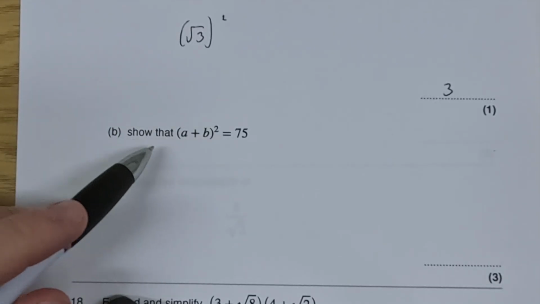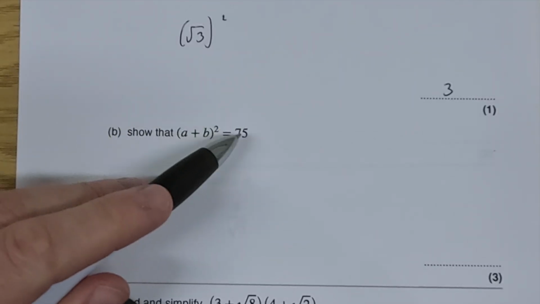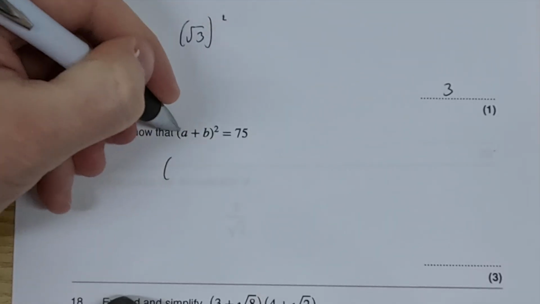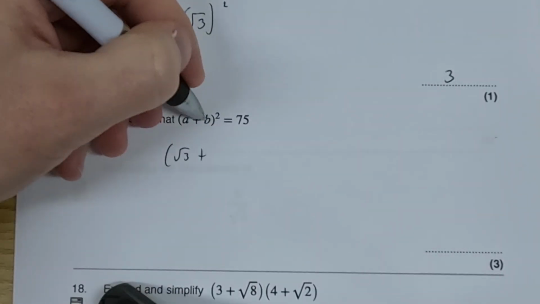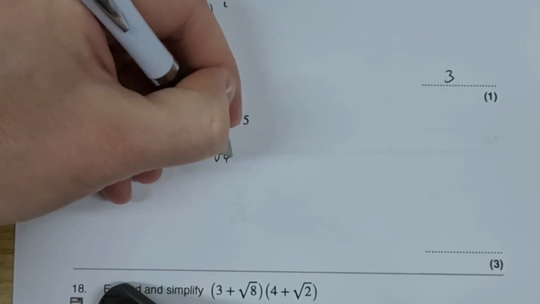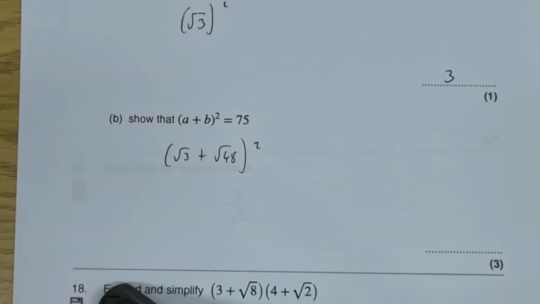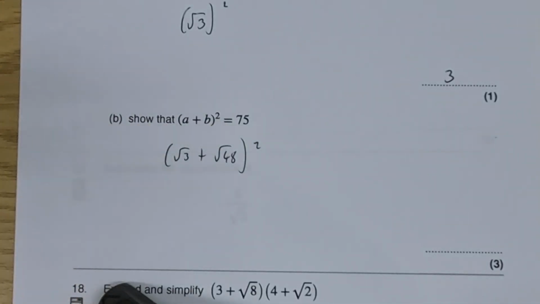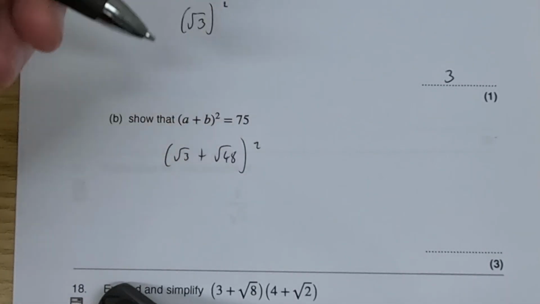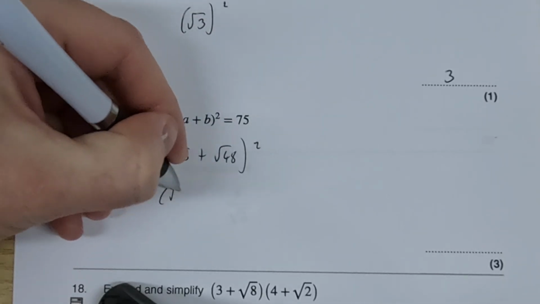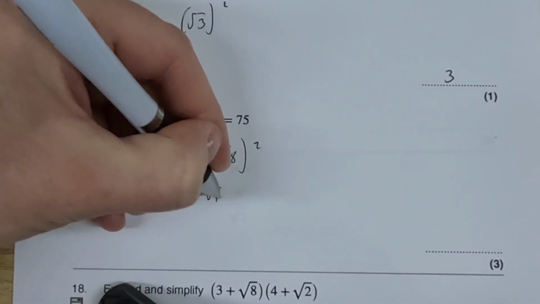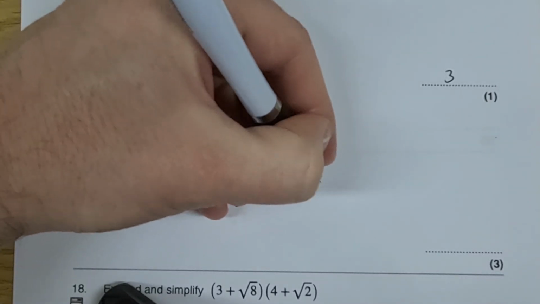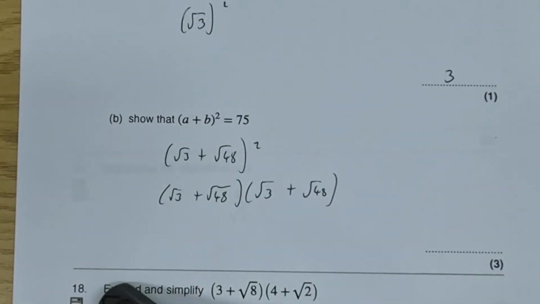And then part B says, show that a plus b, all squared, is equal to 75. Okay, so let's substitute in our values. So we have a, that's root 3, and then plus b, which is root 48, and then close bracket squared. And we've been asked to show that that's equal to 75. So let's work this out and see, do we get 75? Squared means multiply by itself, so that would be root 3 plus root 48 multiplied by root 3 plus root 48, just writing the bracket out twice.